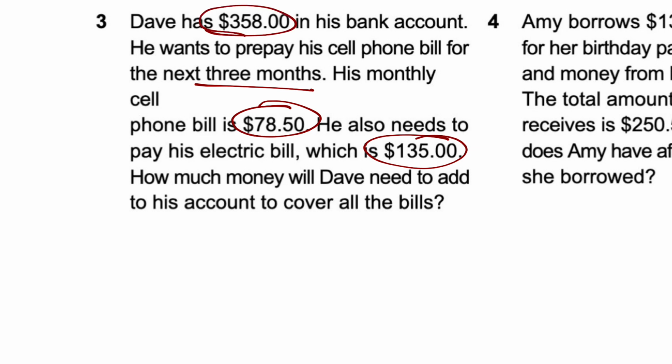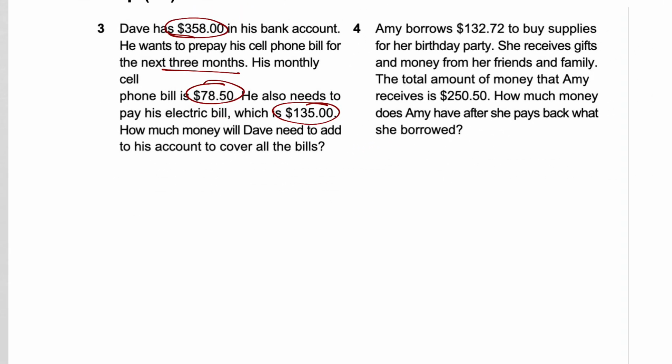Subtracting? Okay, so let's start with what we have. We have $358, and we're going to subtract what? Subtract $135. $135 for the electric bill, and we also have to subtract what? How much for that phone bill? $78. That's for 1 month. How many months is he doing? 3. So 3 times $78.50. Okay? There's different strategies you might have used, but this one is absolutely valid.